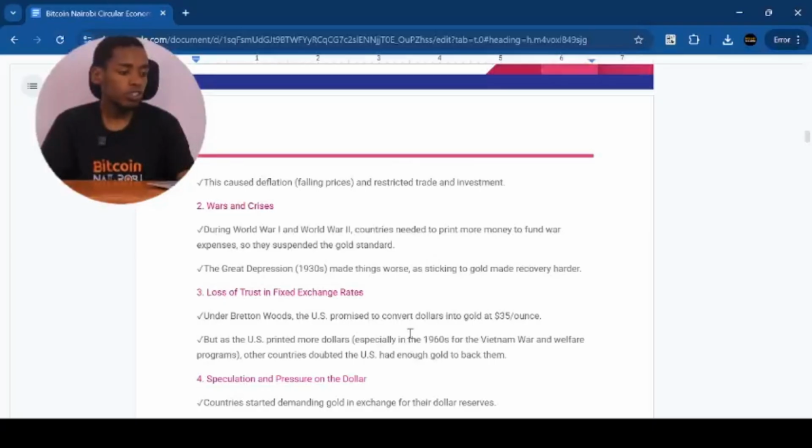Number 3, loss of trust in fixed exchange rates. Under Bretton Woods, the US promised to convert dollars into gold at $35 per ounce. But as the United States printed more dollars, especially in the 1960s for the Vietnam War and welfare programs, other countries doubted the US had enough gold to back them.